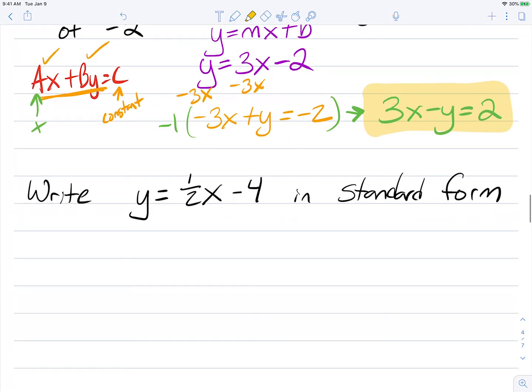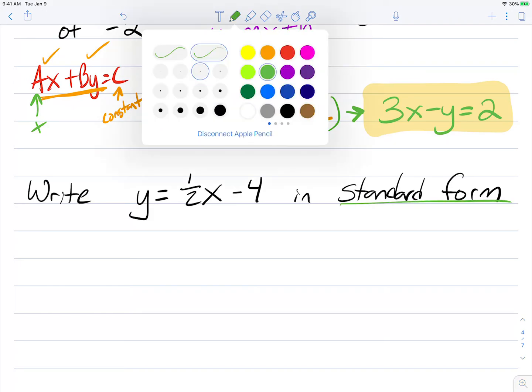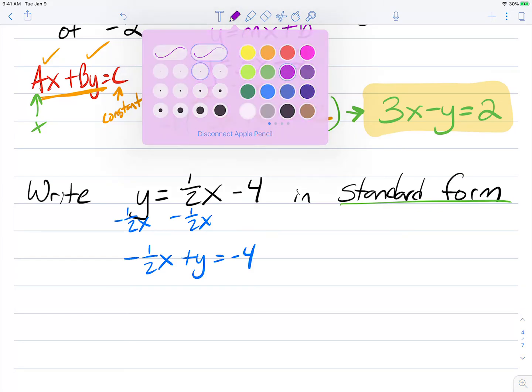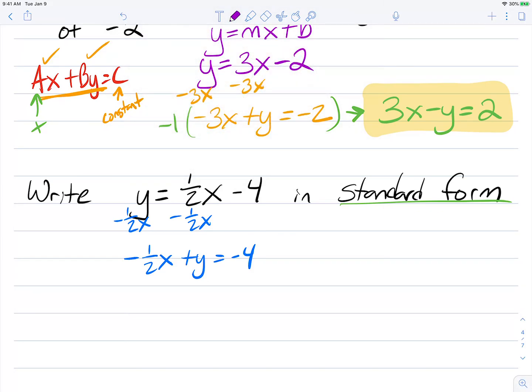Okay, if I just asked you to take the equation y equals 1/2 x minus 4 and write it in standard form, my first step is to get the x's and y's on the same side. So I'm going to subtract 1/2 x from both sides, and I'm going to get negative 1/2 x plus y equals negative 4. Now there are two problems with this so far. The number in front of x cannot be negative, and it cannot be a fraction.